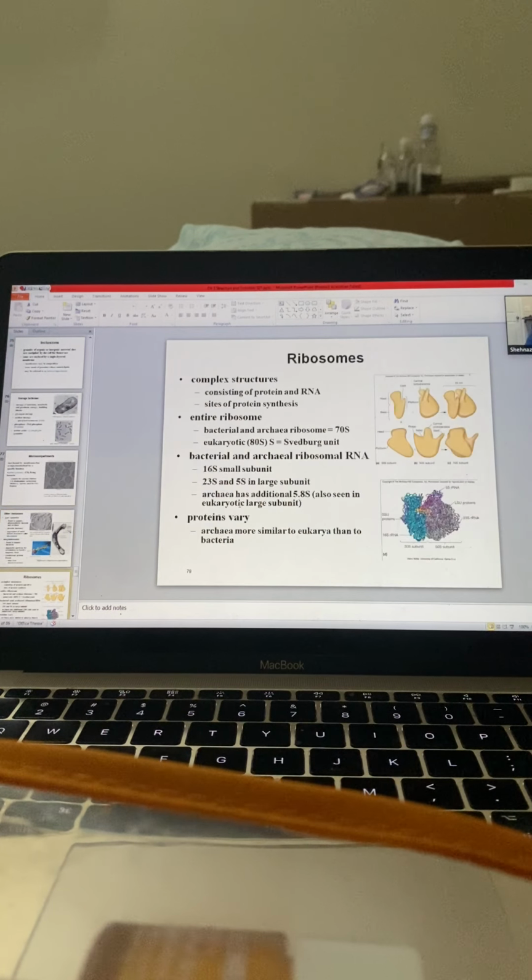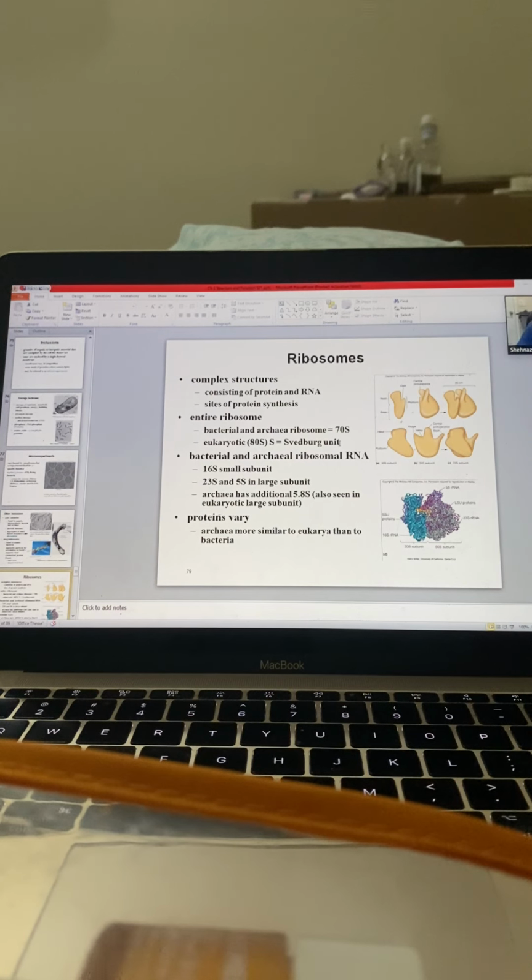We move on to what is called the ribosomes, and these, of course, you're very familiar with. You've studied ribosomes in your eukaryotic cells also. So it is a complex structure composed of RNA and protein. So RNA is a structural part of your ribosomes, and this unit is needed for protein synthesis. The entire ribosome, in bacteria and archaea, is categorized as 70S, whilst in the eukaryotic cells, it is considered to be 80S. And S stands for Svedberg unit.